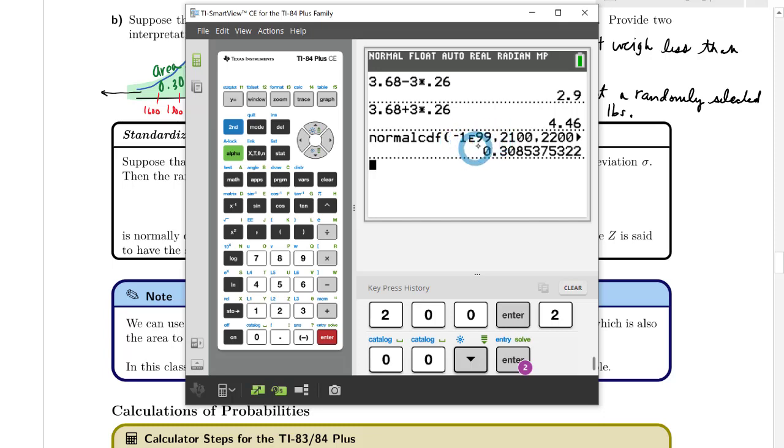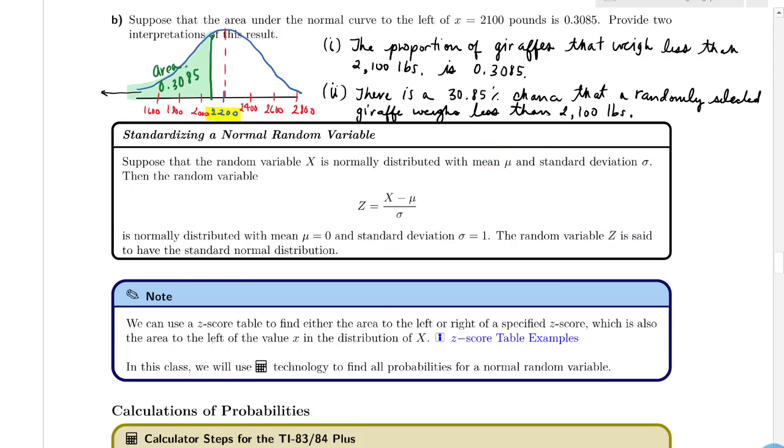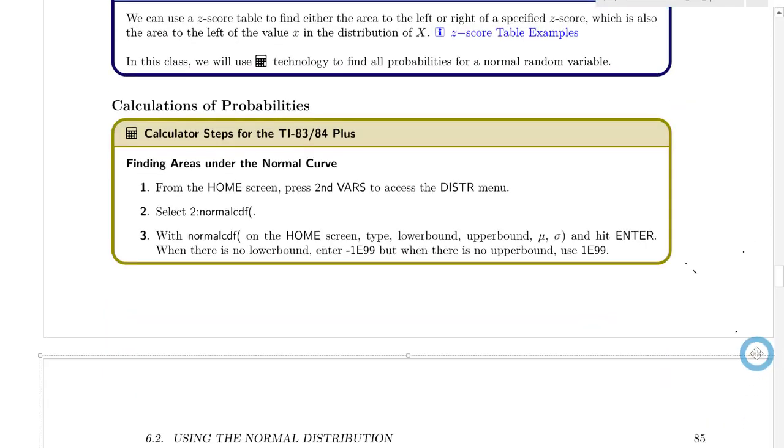So when you enter your area, it says when there is no lower bound, enter -1E99. If there's no upper bound, use 1E99. And if it's in between, you would just put the values in between. And you don't have to use the z-scores. You can use the mean and standard deviation of your problem. It's up to you. It does both.